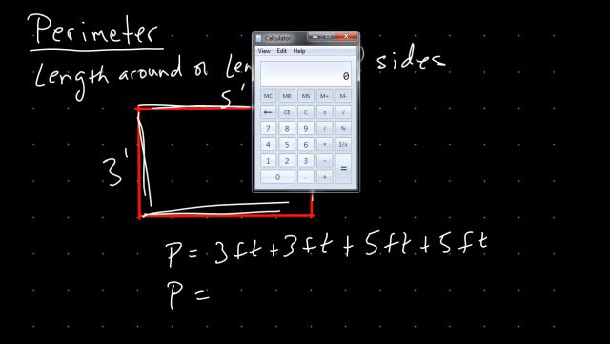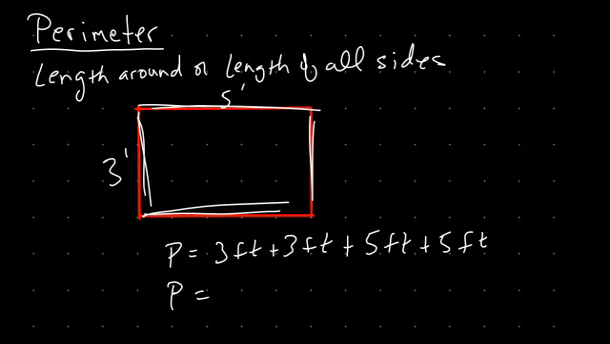We've got a new calculator now. I didn't like the other one. I think we can do this in our heads, but I like pulling out the calculator just in case. 3 plus 3 plus 5 plus 5. There we go, we got 16 feet. That would be my perimeter. Okay, let's erase that one.